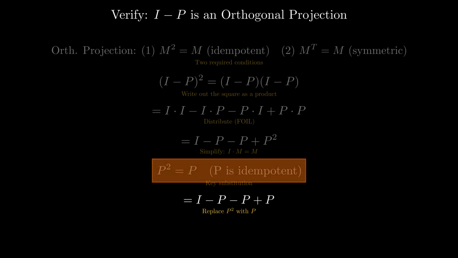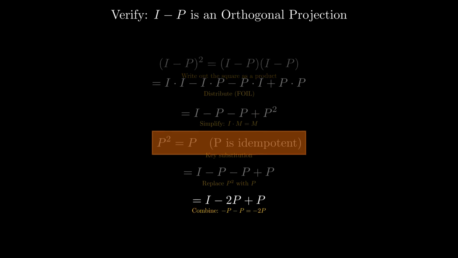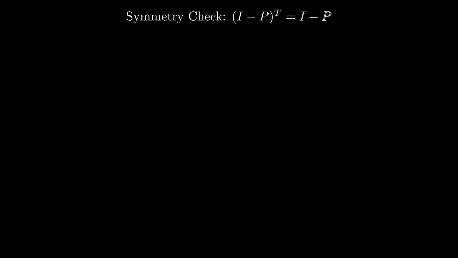We get I minus P plus P. Combine the terms involving P. Negative P minus P plus P gives negative 2P plus P, which equals negative P. So our final result is I minus P. We have shown that I minus P, quantity squared, equals I minus P. Idempotency is confirmed.